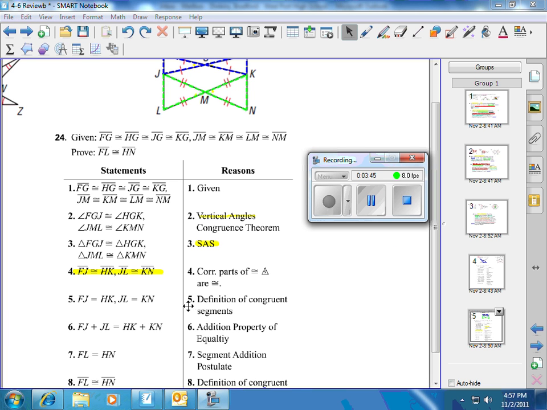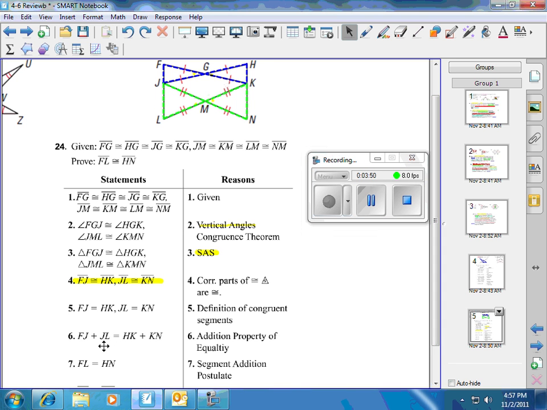So let me back up a little bit. I'm on step 6, and I'm saying that FJ plus JL is equal to HK plus KN, and that's the addition property. I'm adding the same amount to each side. FJ and HK are equal, so I'm adding them to JL equal to KN. So I'm adding the same amount, and that's a true statement. Then FJ plus JL is the same as FL, and HK plus KN is the same as HN by the segment addition postulate.